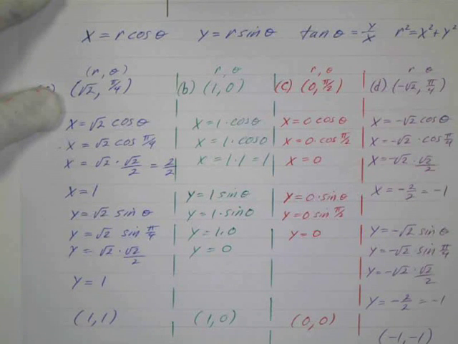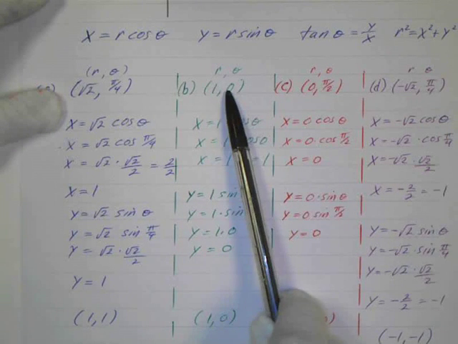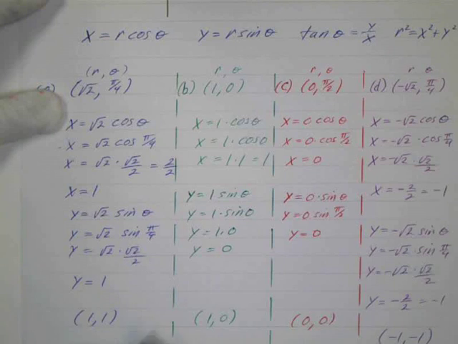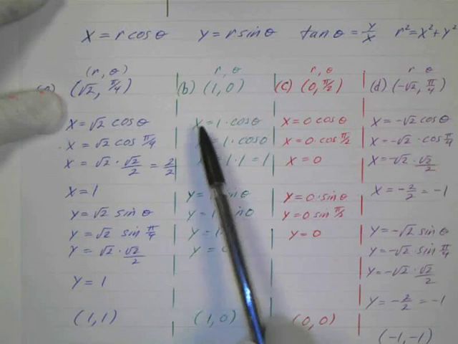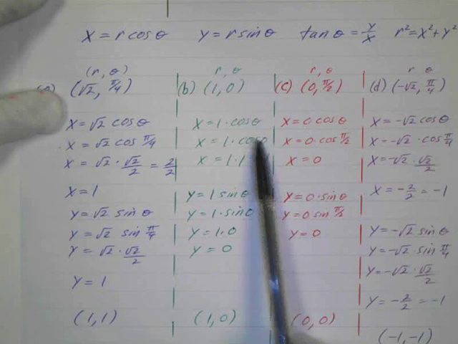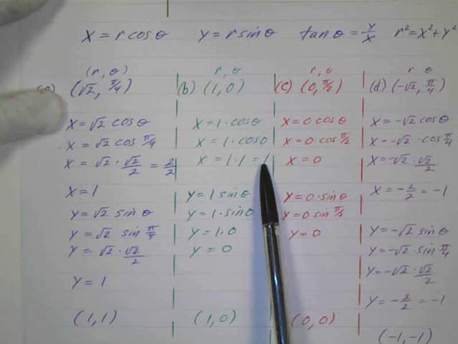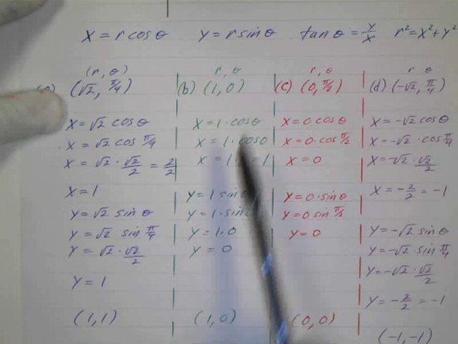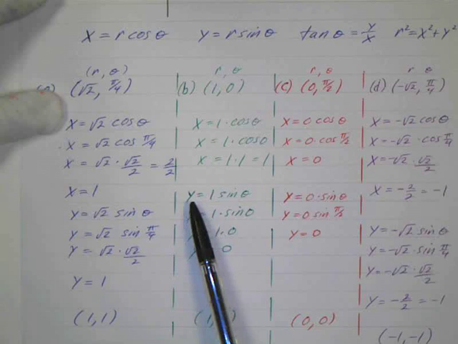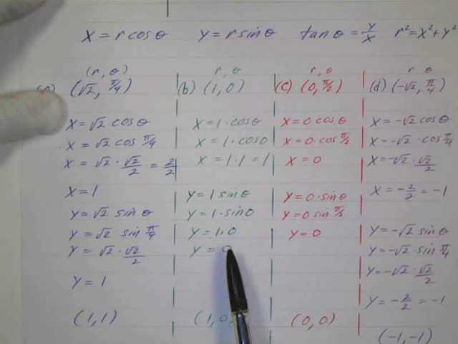The next one we have is the point where r is 1, theta is 0. That was our point B. So again, x equals r cosine of theta. r was 1. The cosine of 0 is 1. So 1 times 1 is 1. y equals r sine of theta, 1 times sine of 0. The sine of 0 is 0, so 1 times 0 is 0. So there's your point in rectangular.